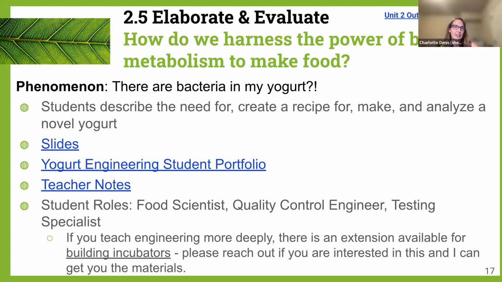Now, if you are a teacher who also teaches engineering, or maybe you're teaching this on the trimester or have a little bit more time for engineering, there's an extension available to actually build the incubators in which the yogurt is being incubated, and do temperature control. If you're interested in that extension, I have physical materials I can give you, because I'm not doing that in my classroom anymore. I have lots of physical materials that would help make that not as expensive, but also a lot of digital materials too, if you're interested in that.